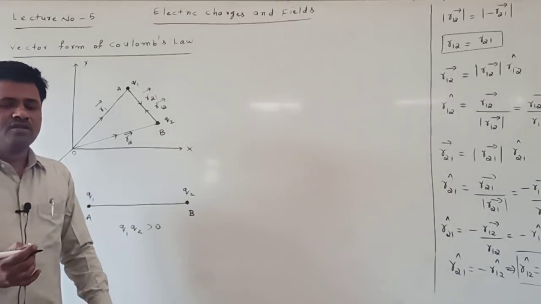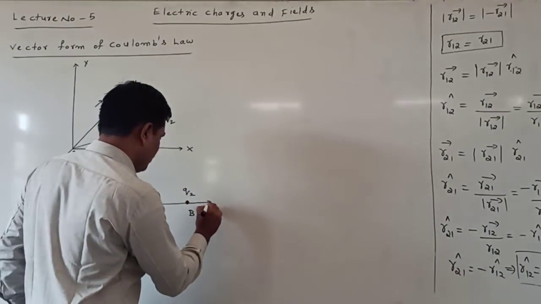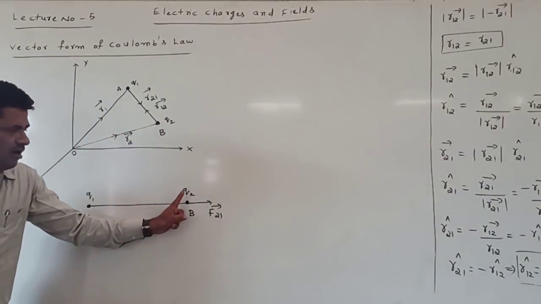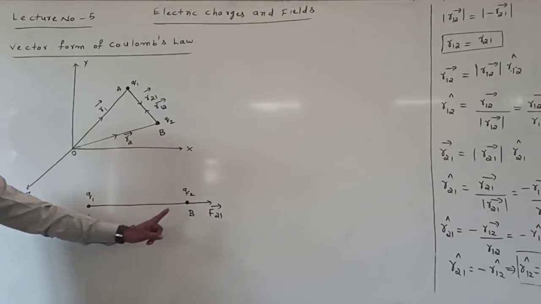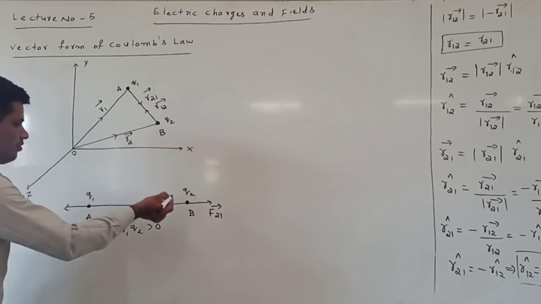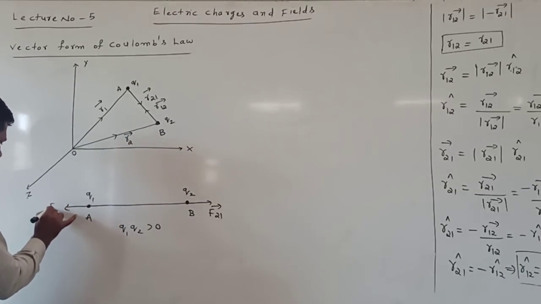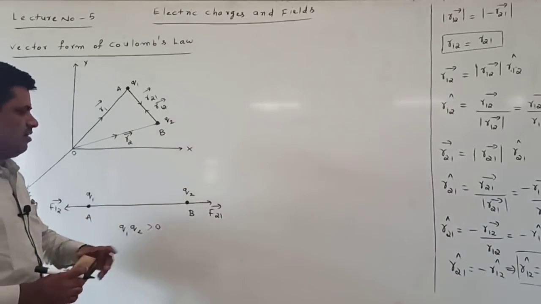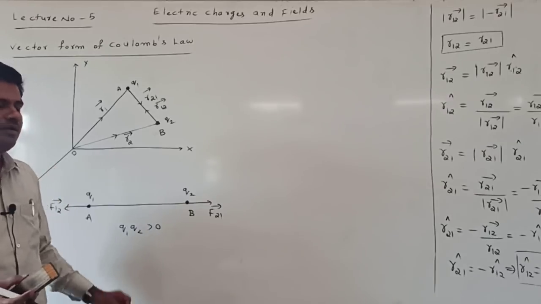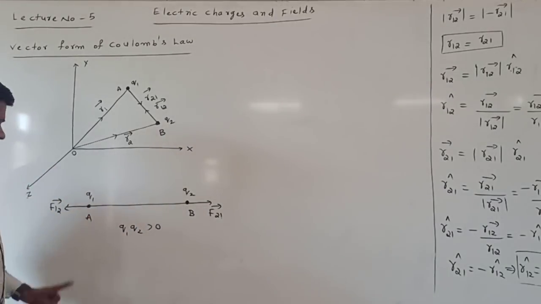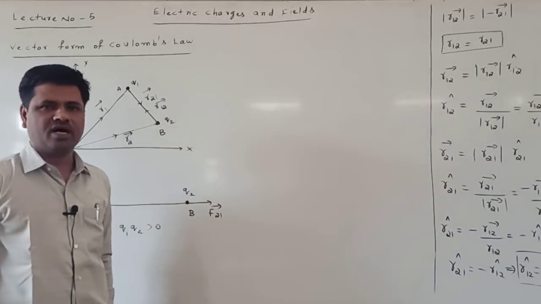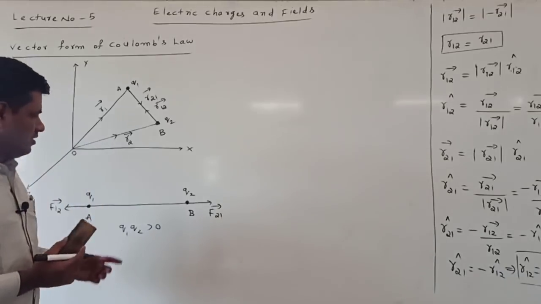Repelling each other means the force acting on the Q2 charge due to the Q1 charge is written as F21 bar. The force acting on the Q1 charge due to the Q2 charge is written as F12 bar. F21 bar is the force acting on Q2 due to Q1. F12 bar is the force acting on Q1 due to Q2. Right? Now these two repel each other.